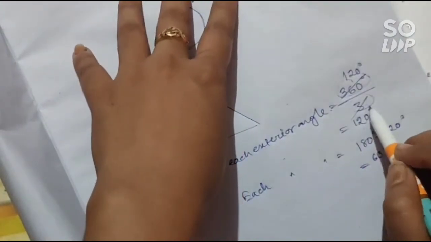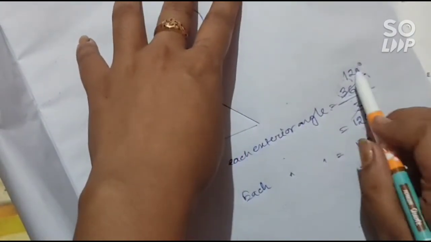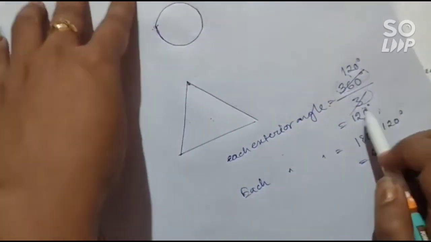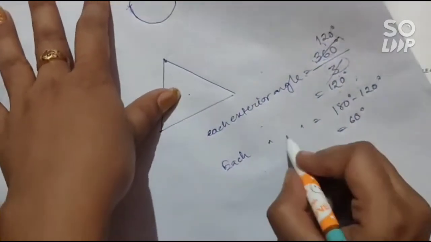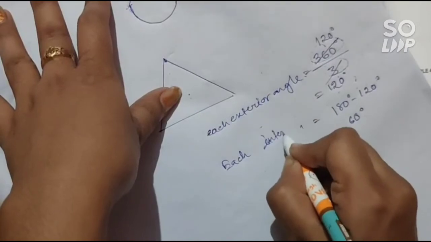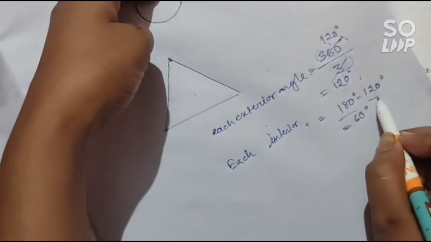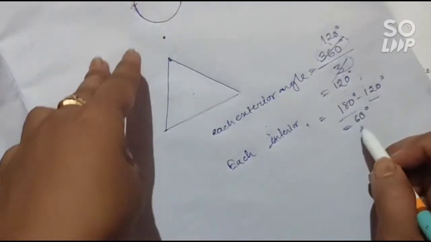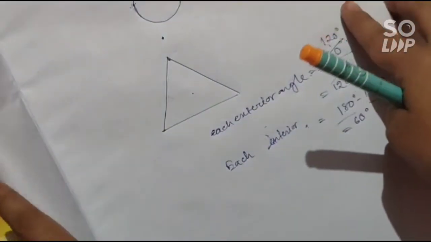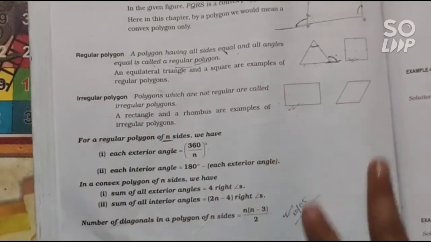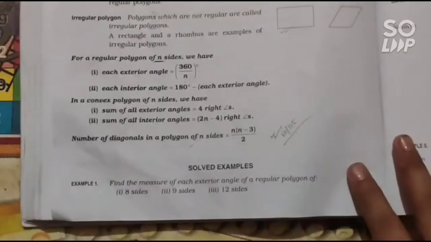N means number of sides, so 360 degrees divided by 3 gives 120 degrees, and each interior angle will be 180 degrees minus each exterior angle. 180 degrees minus 120 degrees gives 60 degrees. Clear? I hope it is clear to everyone.